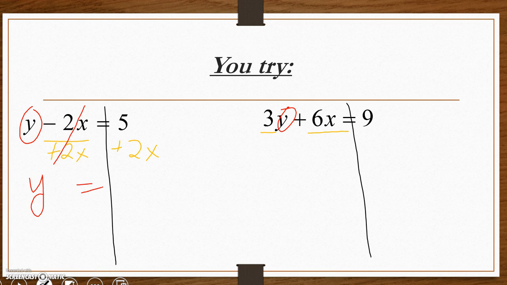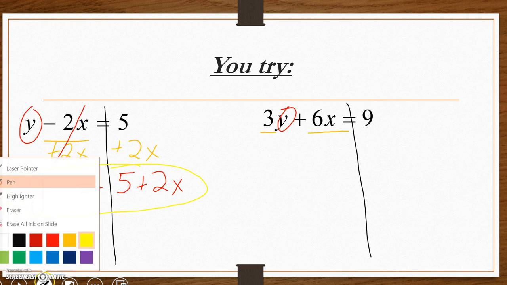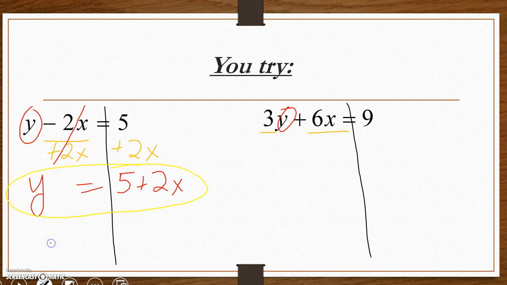Equals 5 plus 2x is not 7x. They're not like terms, so I just keep it as 5 plus 2x. And that's my final answer. If you like to rearrange the order, then knock your socks off. It could be 2x plus 5. You can only do that because it's a plus sign.